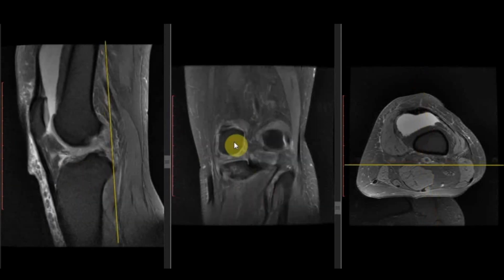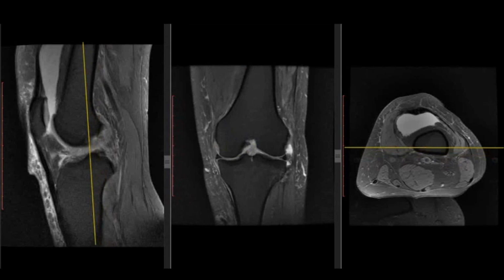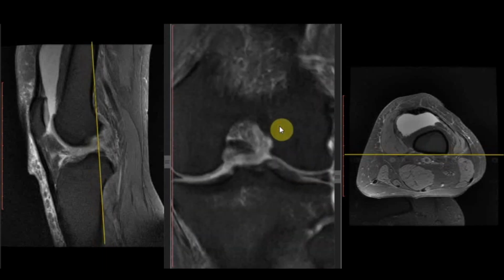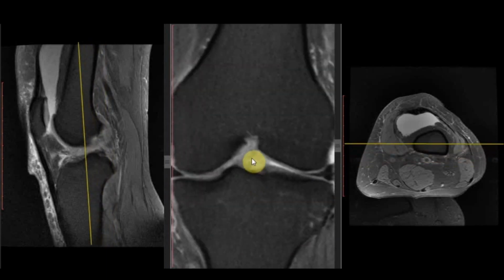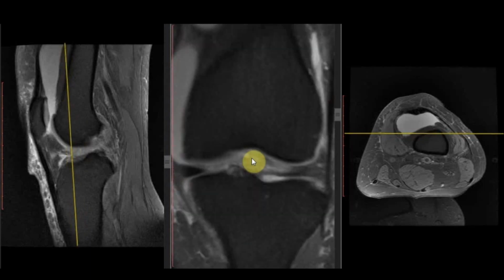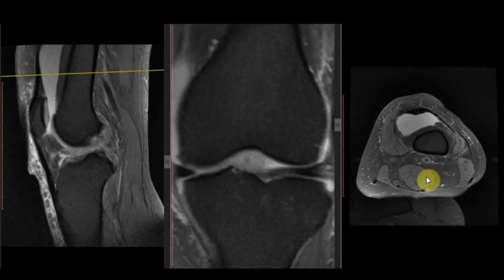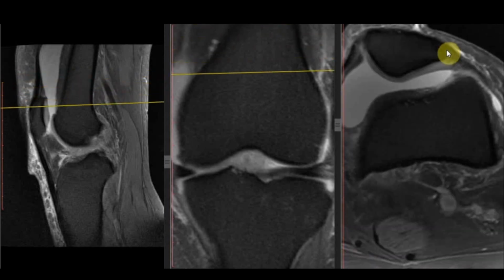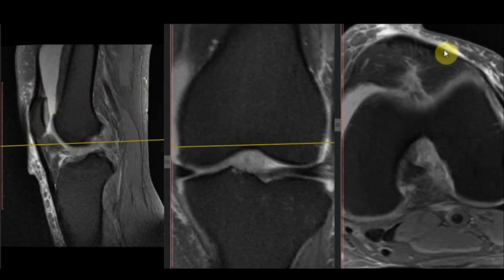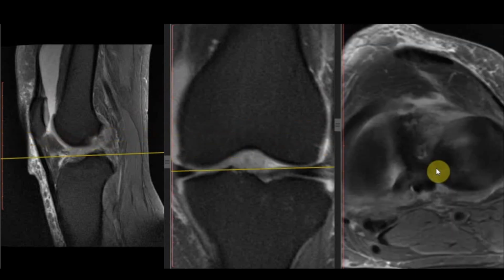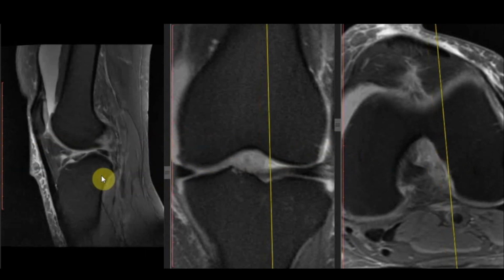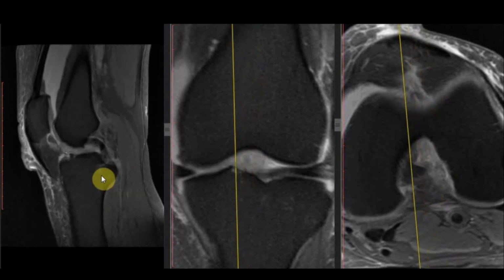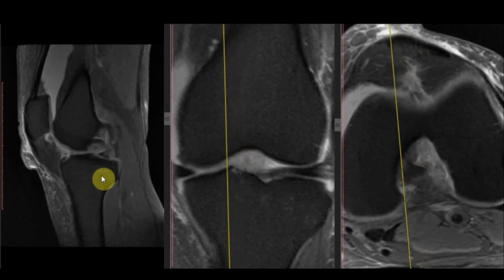Let's confirm this in the coronal and axial plane. You can see this is the normal posterior cruciate ligament, and this is the anterior cruciate ligament, which is completely torn. So this is the posterior cruciate ligament, and this is the anterior cruciate ligament, which is completely replaced by the torn tissue. So there is complete tear of anterior cruciate ligament. Posterior cruciate ligament is relatively normal. It is hypointense.